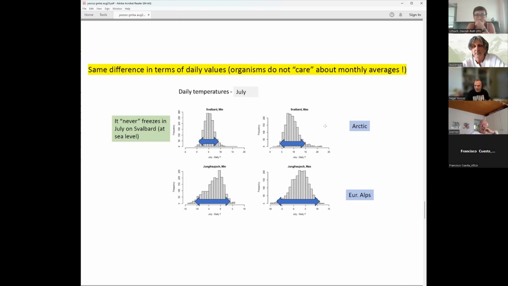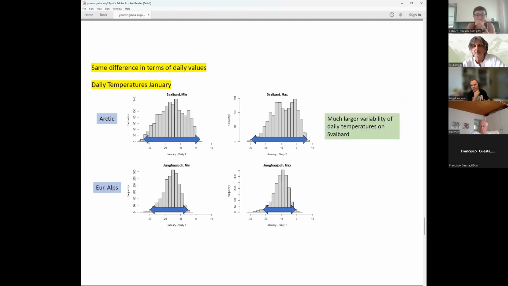It's something you would get quite often in this kind of cold climate in the Alps. In the winter, as I said, it is the reverse. That is, the variability in the daily temperature is much higher in Svalbard compared to what you have in the Alps. And here, the average is exactly the same, so one can compare it directly. The variability is a lot higher in the Arctic compared to the Alps.